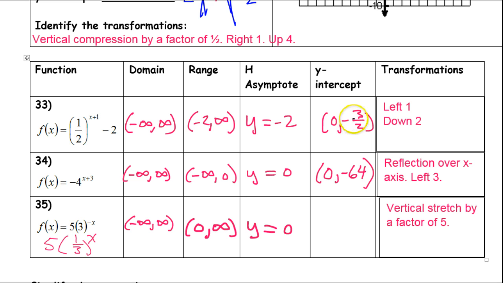Now, the y-intercept is what you get when you put 0 in for x. So this would be like having 5 times 1/3 to the 0 power. Anything to the 0 power is 1. So this will be 5 times 1, which of course is just 5. So the y-intercept would be 0, comma 5.